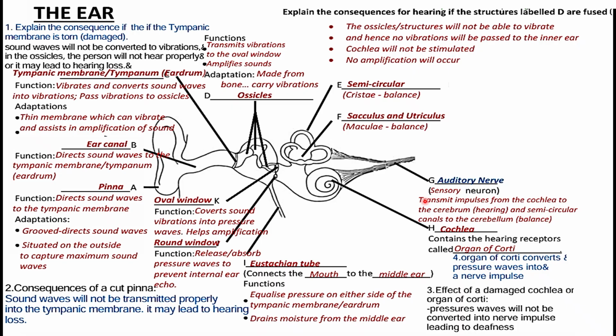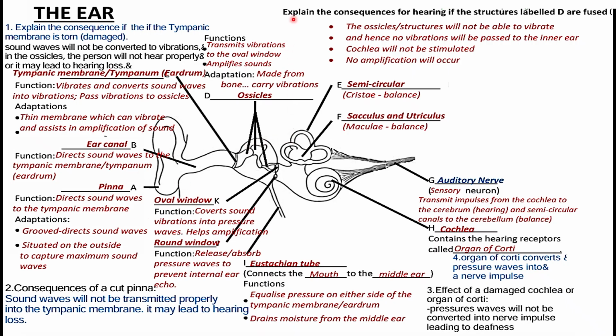Secondly, if it is damaged, then the auditory nerve will not be able to transmit impulses from the semicircular canals to the cerebellum. That means the person will not be able to maintain his or her balance. So all of you are given these notes, and you're supposed to study thoroughly, memorize them, and practice them perfectly. You should even learn how to draw the ear. Here it has been simplified.